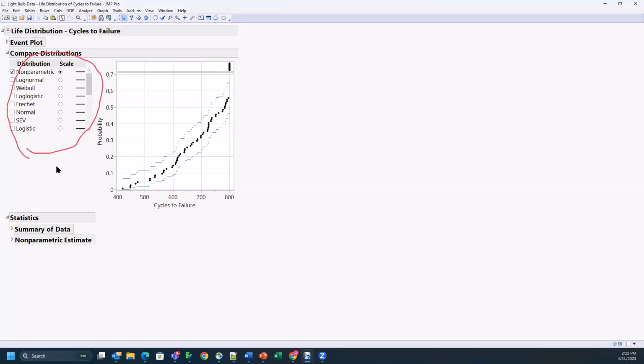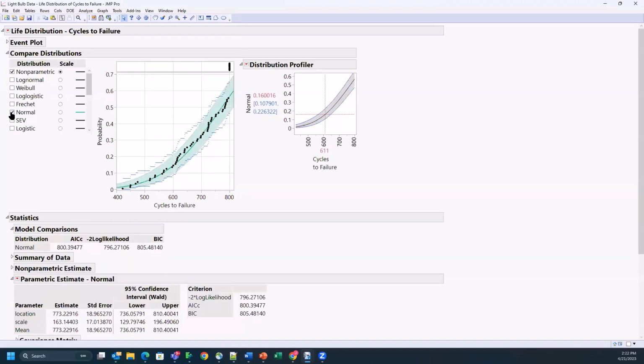Up here, we get to choose what kind of function fits this data. Now, I built this data set. I know what it is. It happens to be normal. I'll show you what to do if you don't know in just a second. But I'm going to fit a normal distribution to that. And now we get to see that we've got this kind of greenish line that fits the data, and it should fit pretty well since I forced it to be a normal distribution. And it's got the 95% confidence intervals around that normal best fit.